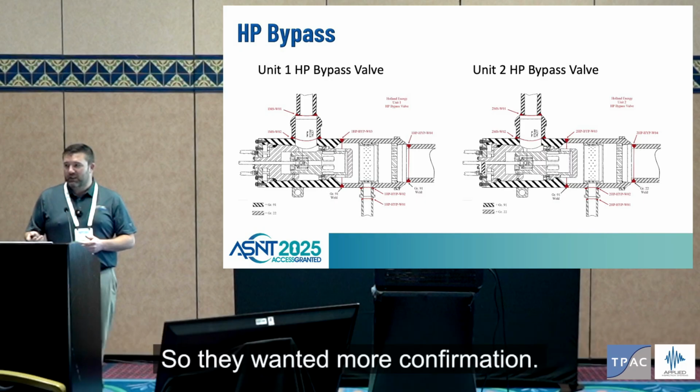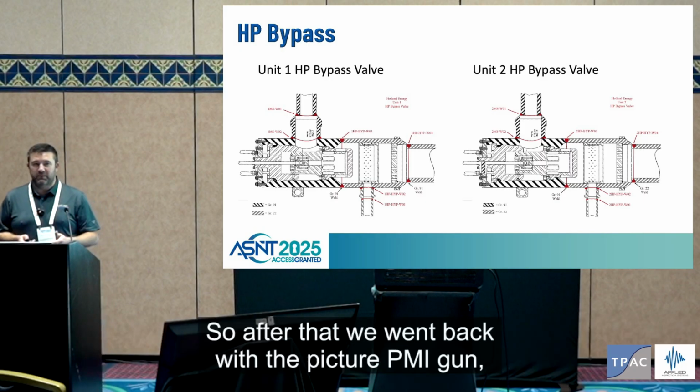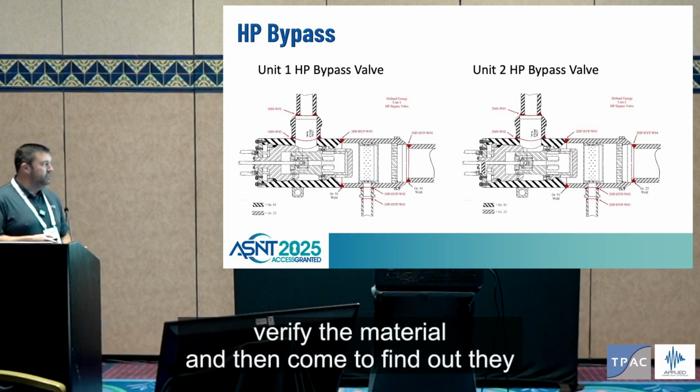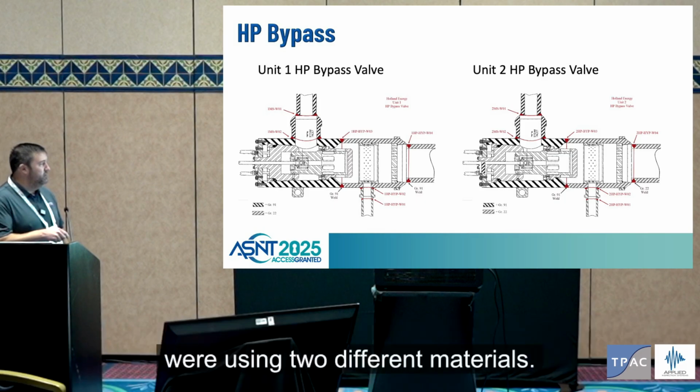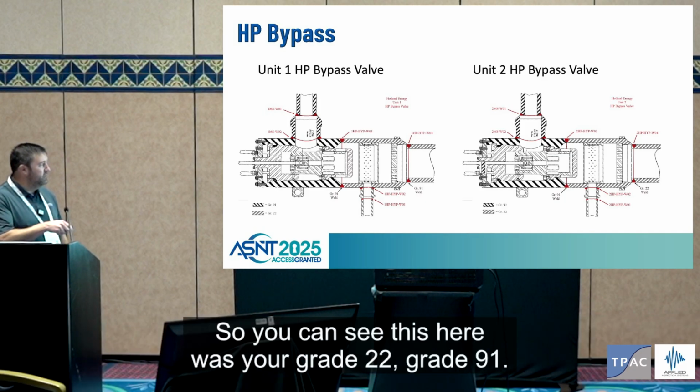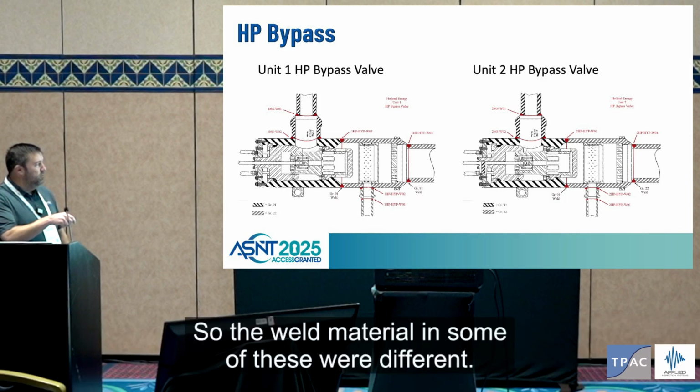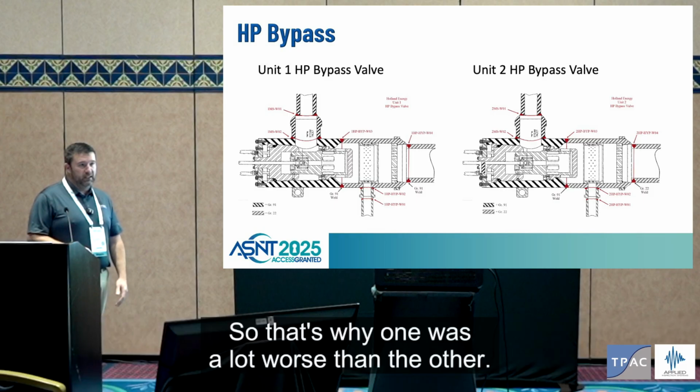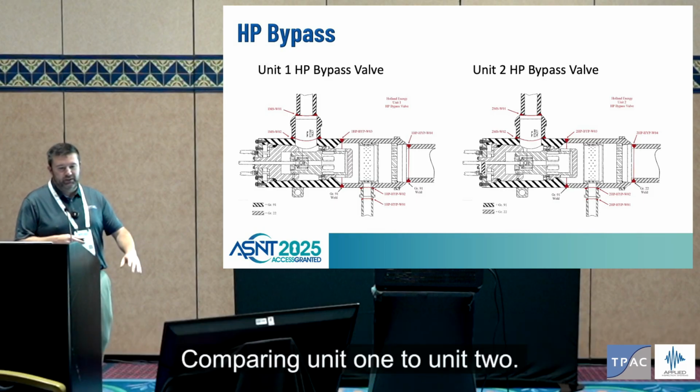So they wanted more confirmation. So after that, we went back with the PMI gun, verified the material, and then come to find out they were using 2 different materials. So you can see this here was your grade 22, grade 91. So the weld material in some of these were different. So that's why one was a lot worse than the other, comparing unit 1 to unit 2.